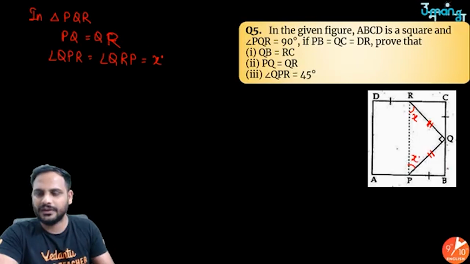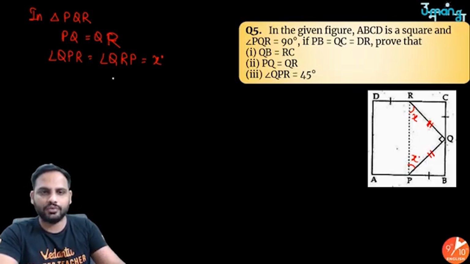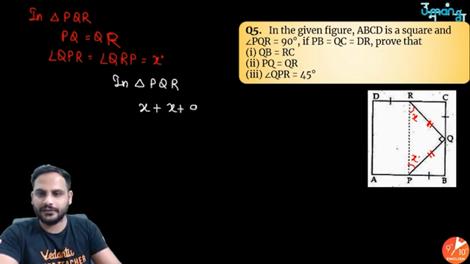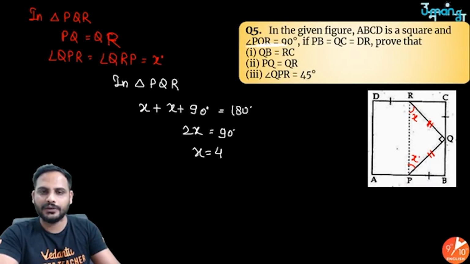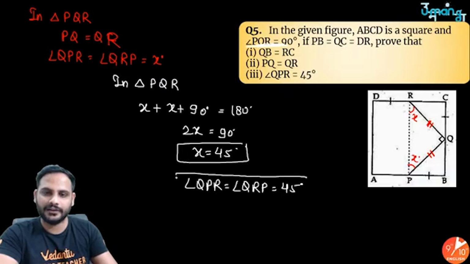Now let's use the angle sum property. In triangle PQR, x plus x plus angle PQR, which is given as 90 degrees, is equal to 180 degrees. So from here you get 2x is equal to 90 degrees, so x is equal to 45 degrees. That means angle QPR as well as angle QRP will both be equal to 45 degrees.